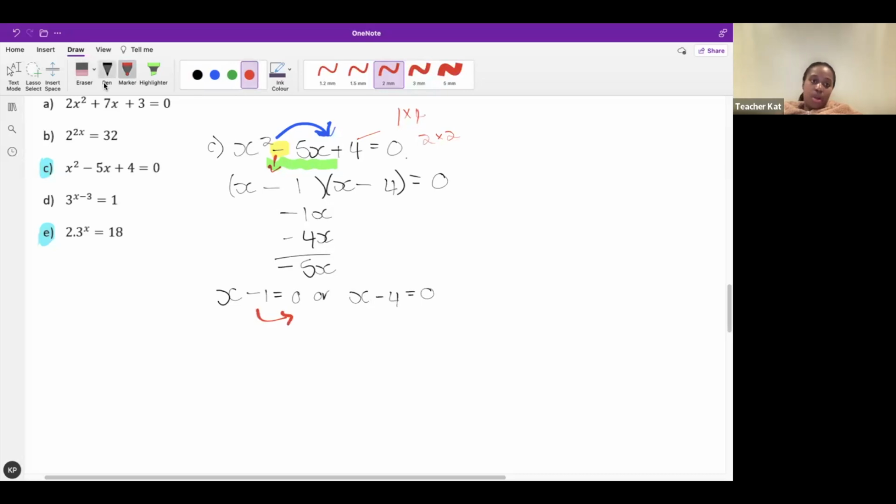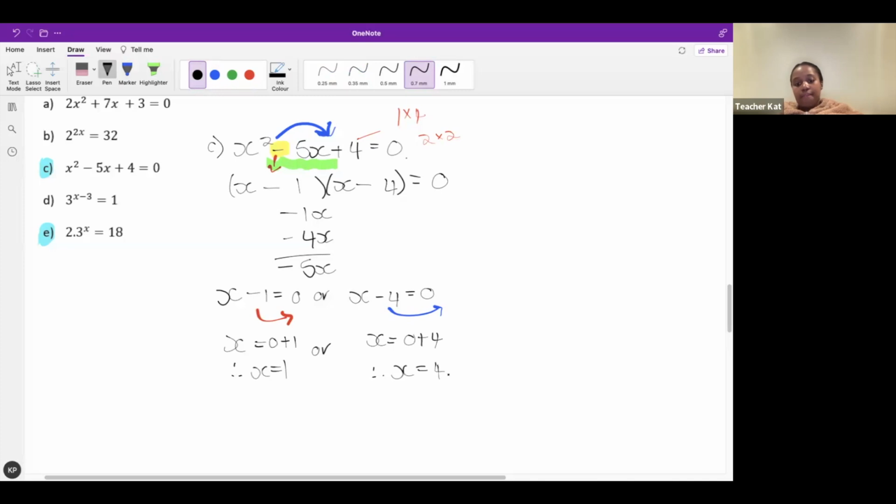I'm going to take my 1 over. Then I have x is equal to 0 plus 1, which means x is 1. And on my other side, I take the negative 4 over. So then x will be 0 plus 4. Therefore, x is 4.